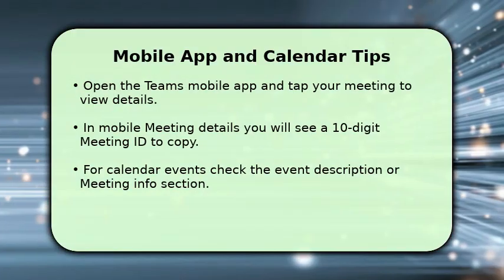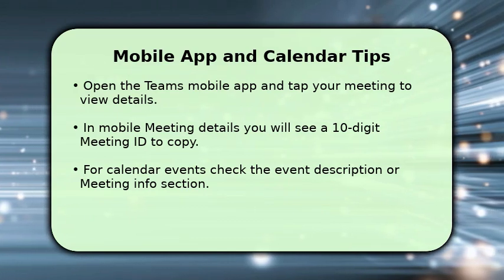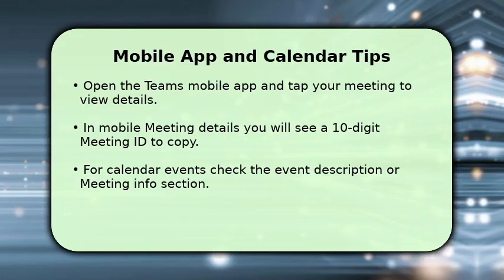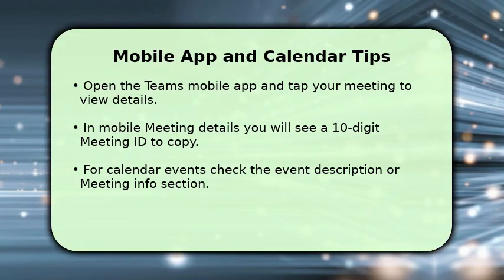Open the Teams mobile app and tap your meeting to view details. Wait for the meeting card to expand and show the Join and Details buttons. Tap Details or Meeting Info to open the meeting information screen on your phone.